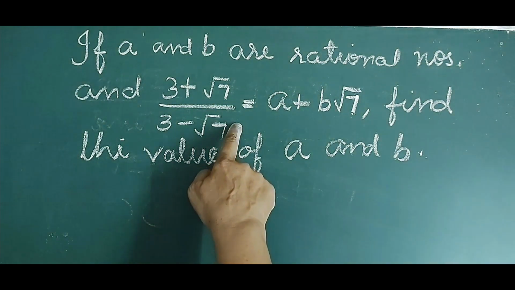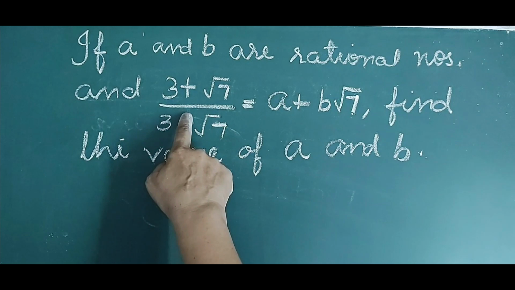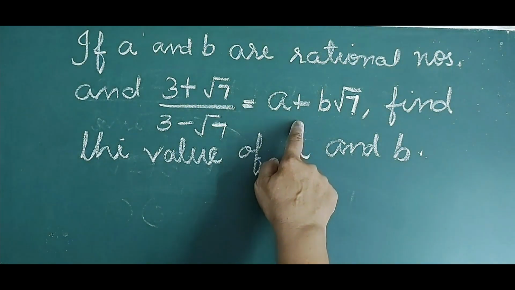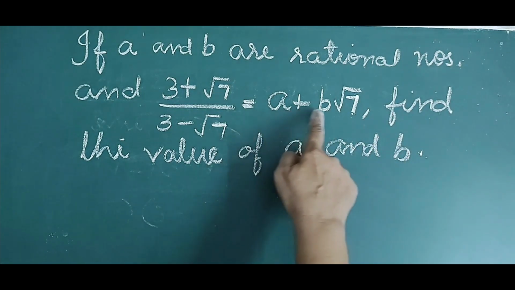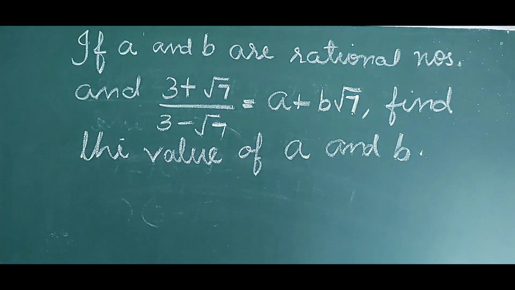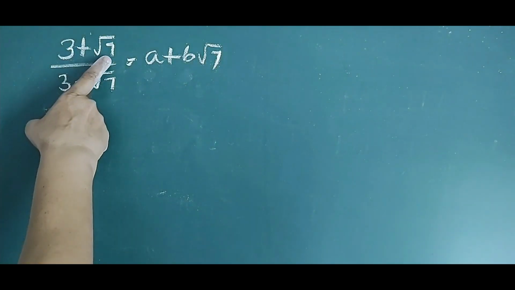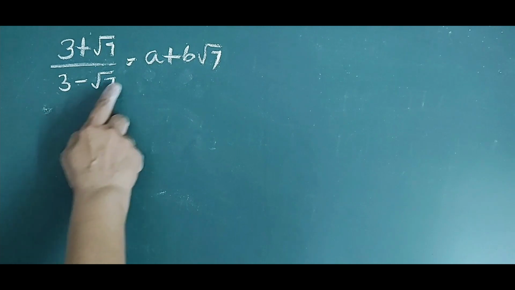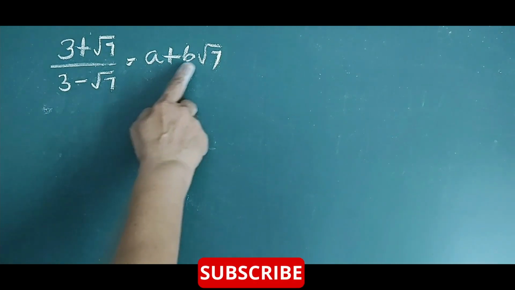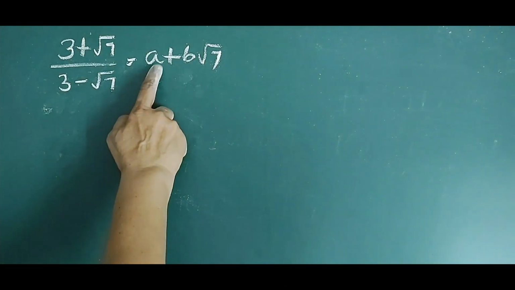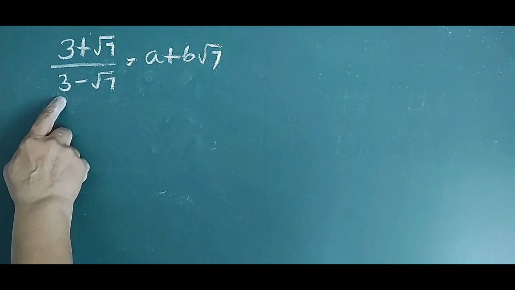And we know this is an equation. It has LHS and RHS part. From the RHS part, we have to find the value of a and b. From the question, we have 3 plus root 7 by 3 minus root 7 is equal to a plus b root 7. To find the values of a and b, we have to rationalize the denominator of the LHS.